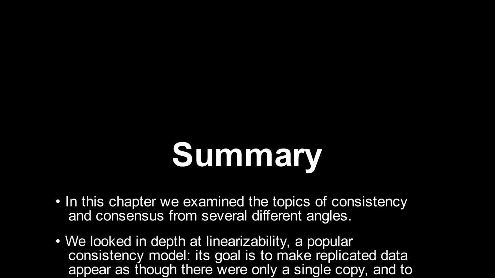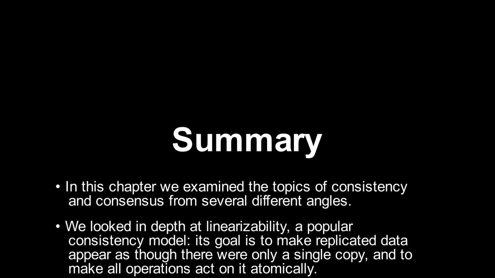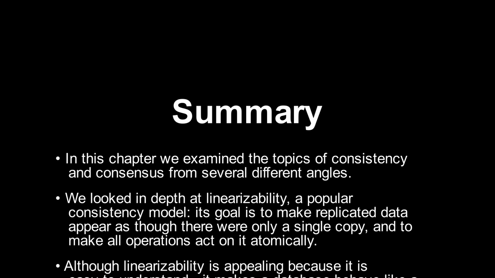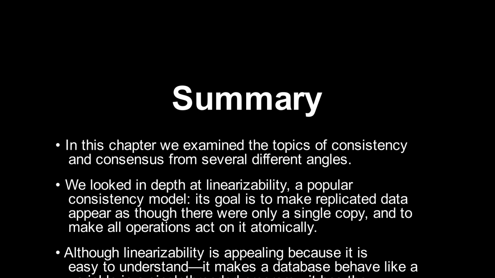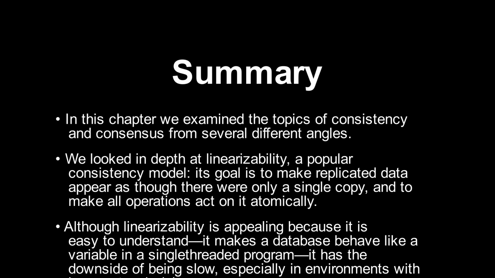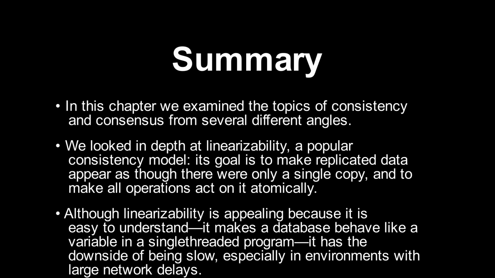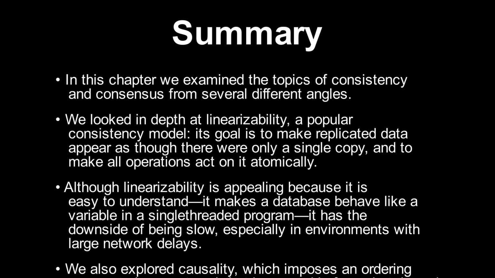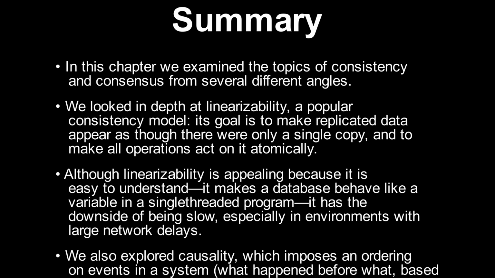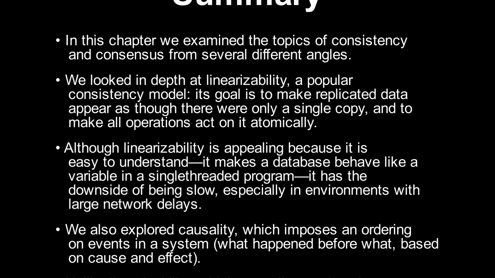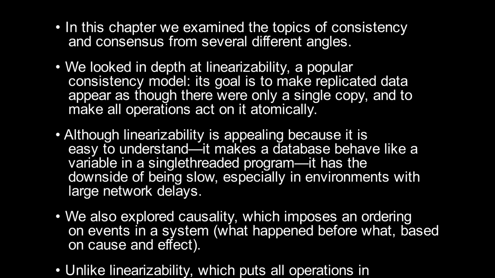In this chapter we examined the topics of consistency and consensus from several different angles. We looked in depth at linearizability, a popular consistency model. Its goal is to make replicated data appear as though there were only a single copy, and to make all operations act on it atomically. Although linearizability is appealing, because it is easy to understand, it makes a database behave like a variable in a single-threaded program. It has the downside of being slow, especially in environments with large network delays.